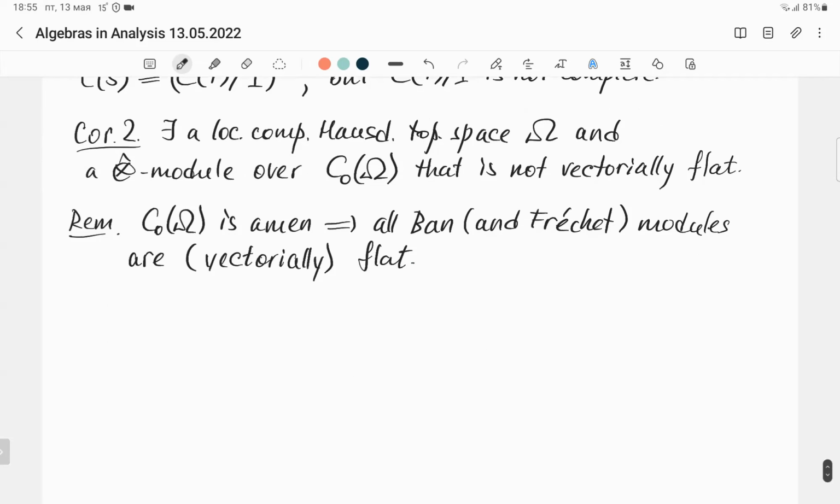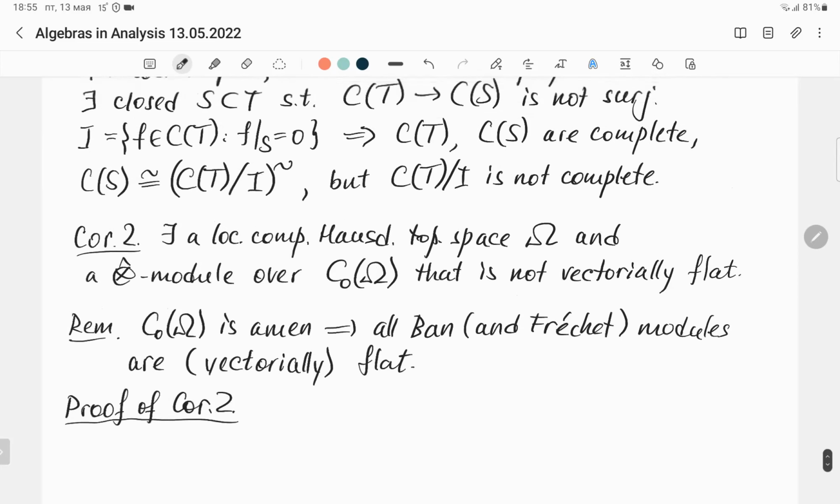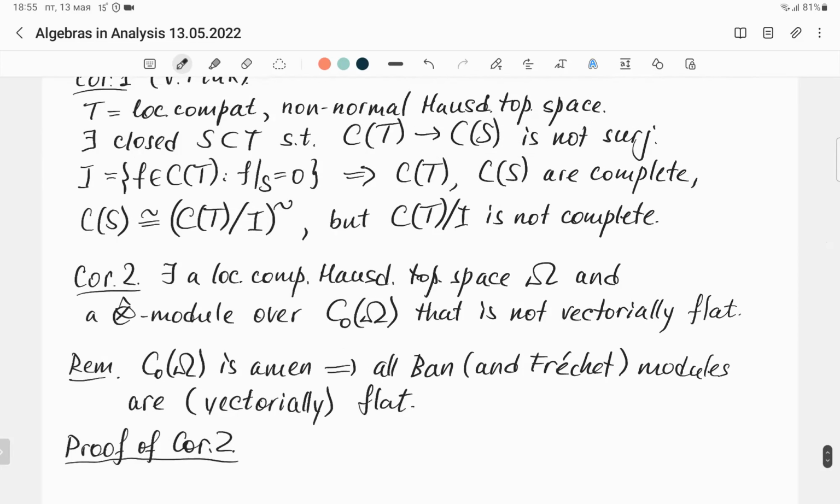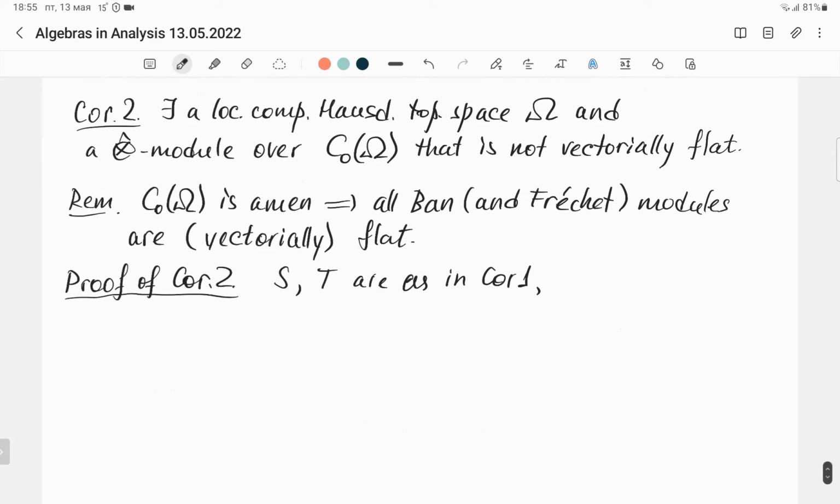Okay, how can we construct such omega? We just take the space T and the subset S as in corollary 1. So T is a locally compact Hausdorff topological space, and S is a closed subset such that the restriction map is not surjective. And let omega be the complement T minus S. It is locally compact because an open subset of a Hausdorff locally compact space is also locally compact. So we denote by A the algebra C0 of omega, and we denote by B the algebra C of T.